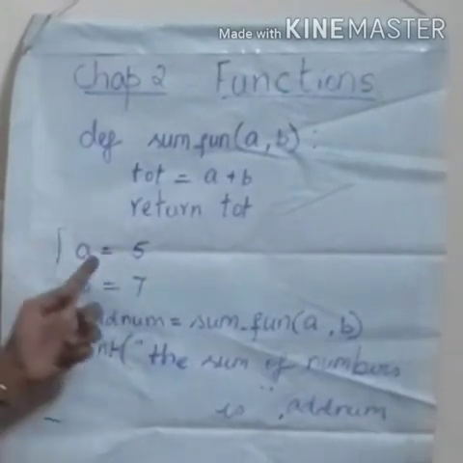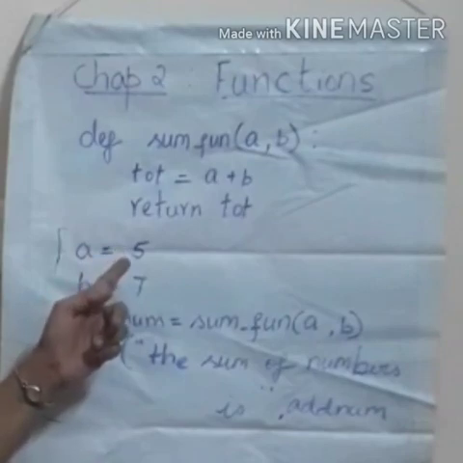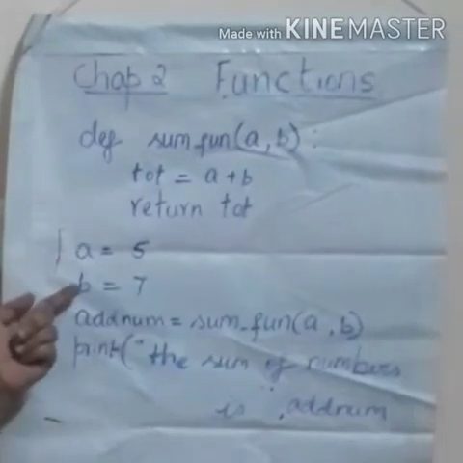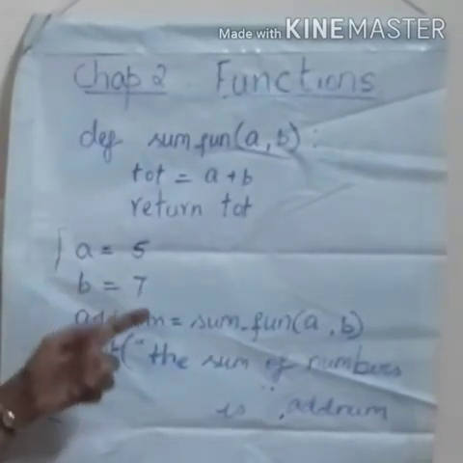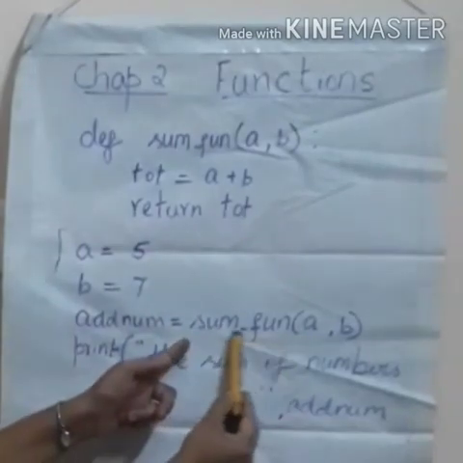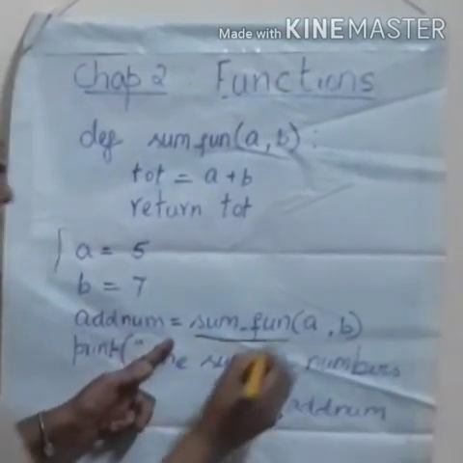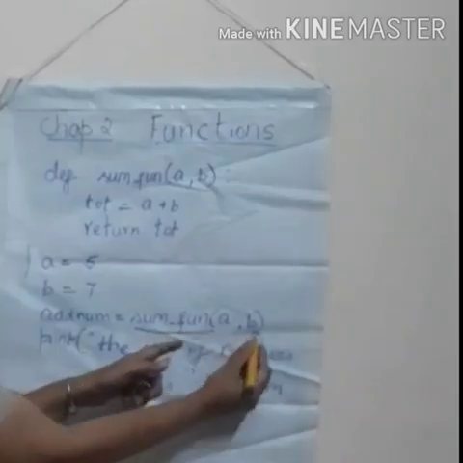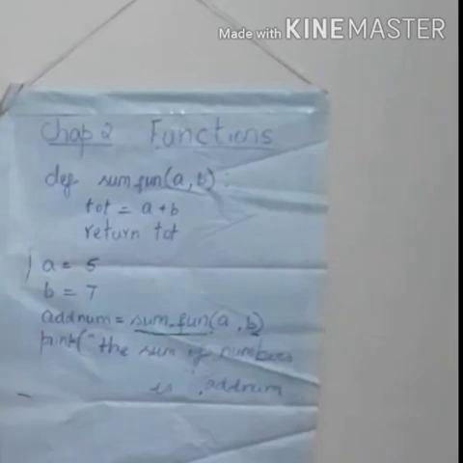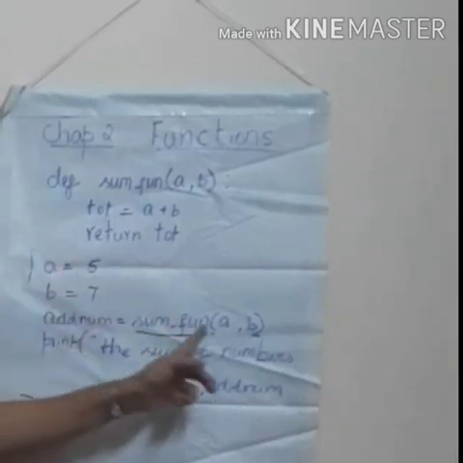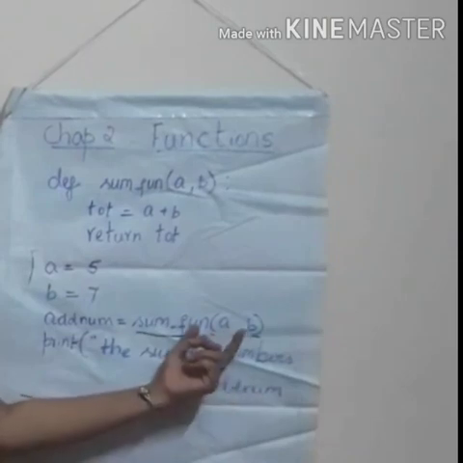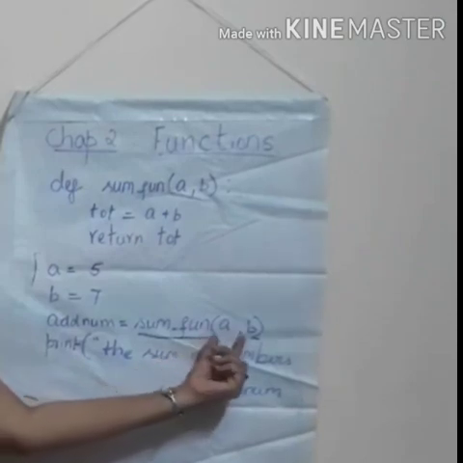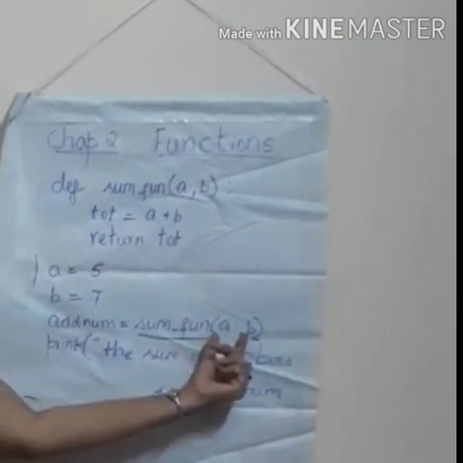So in this main program, I have passed two integer variables, that is a is equal to 5 and b is equal to 7. Then I have used a user-defined function called SUMFun. See, I had told that always a function will have parameters, that is, rounded brackets. And these two integer variables I am passing through this function. So here I call these two variables a, b as arguments.